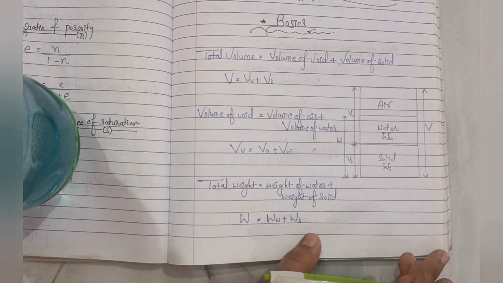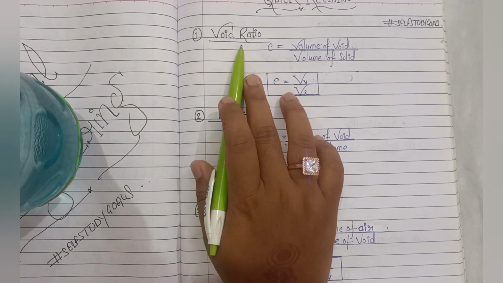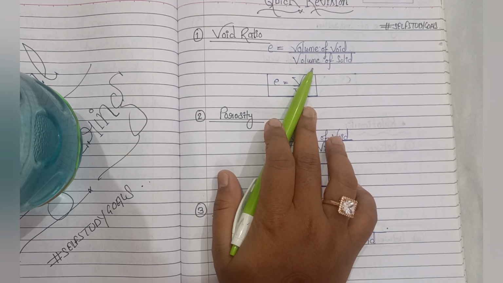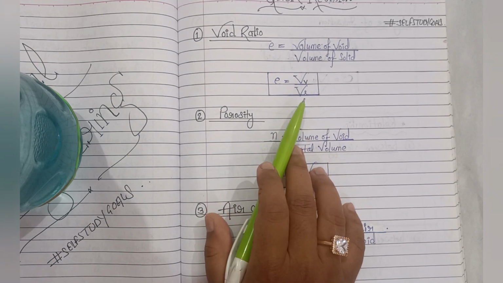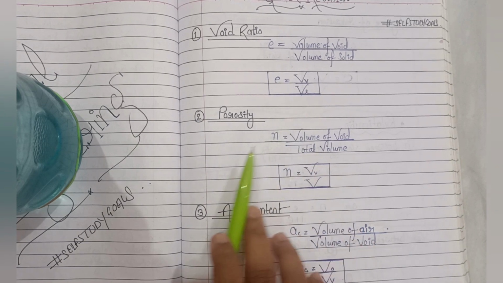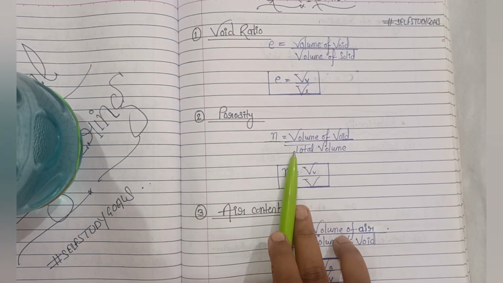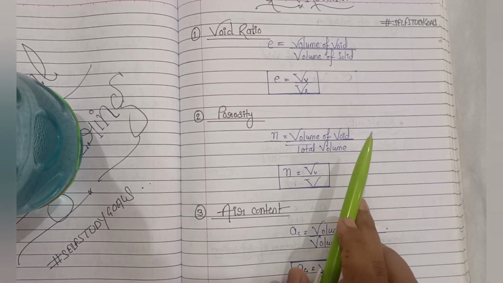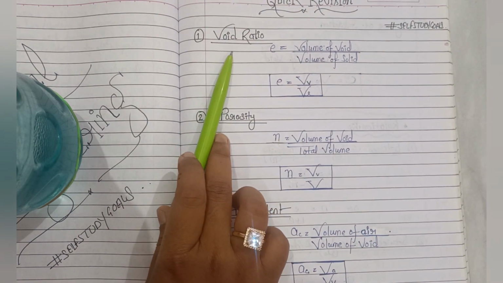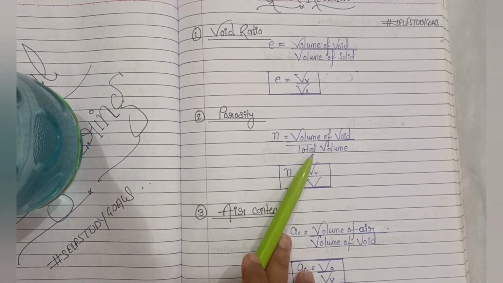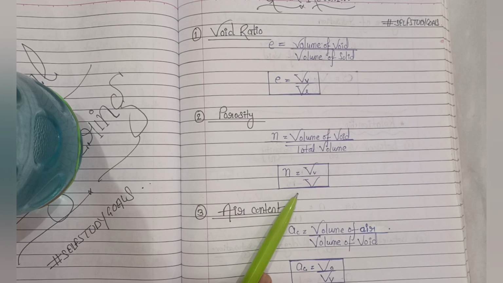So your void ratio will be equal to the volume of void upon volume of solid, volume of void Vv upon volume of solid Vs. So this is your void ratio. Next is porosity. Porosity is equal to the volume of void upon total volume. You can see the difference: void ratio is the ratio of volume of void upon volume of solid, but porosity is the ratio of volume of void upon total volume.